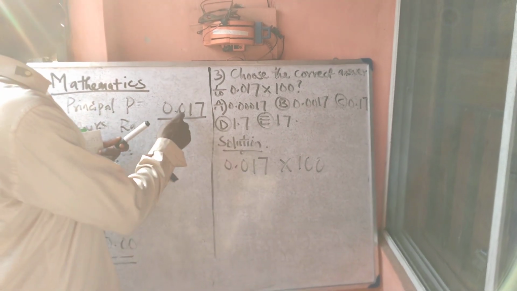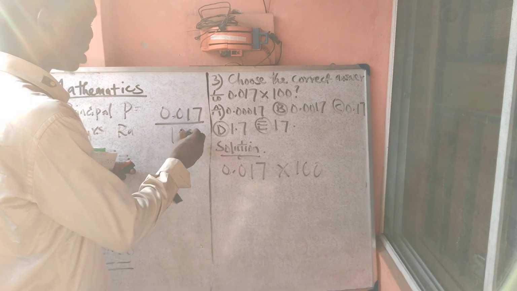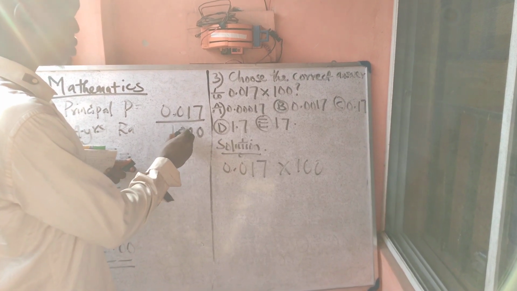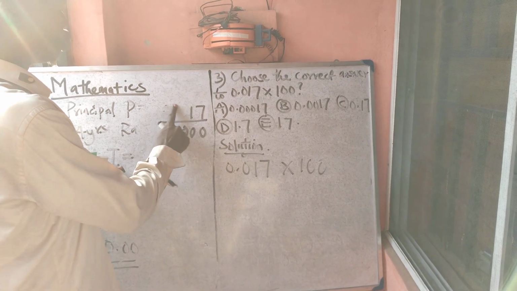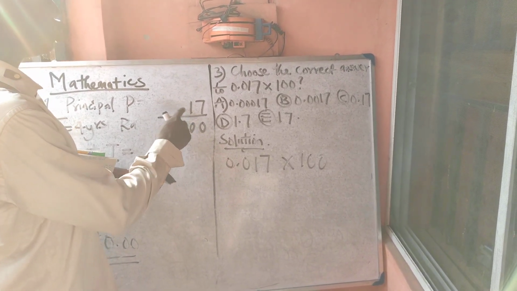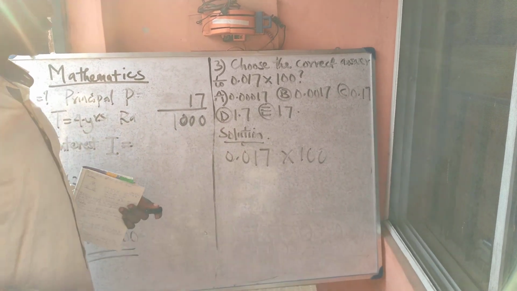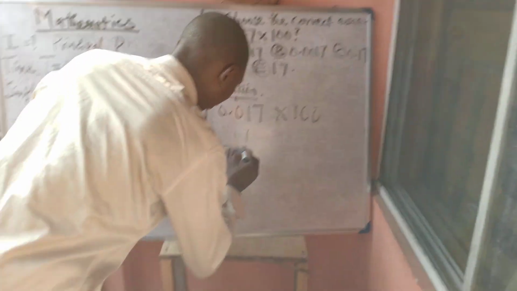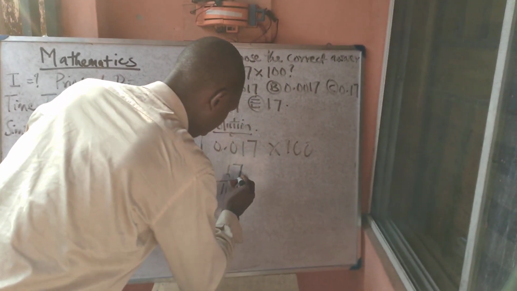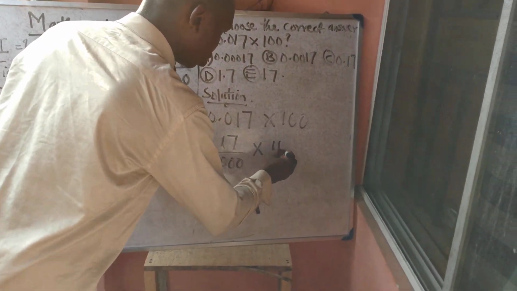So you count this 1, 2, 3. 3 decimal places will be equivalent to 3 zeros, which you will write at the denominator. Now you clean these 2 on top, that is the 2 attached to the numerator. You'll be having 17 over 1000. And this is 17 divided by 1000, times 100.